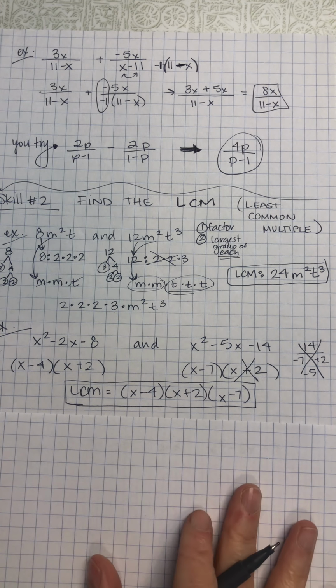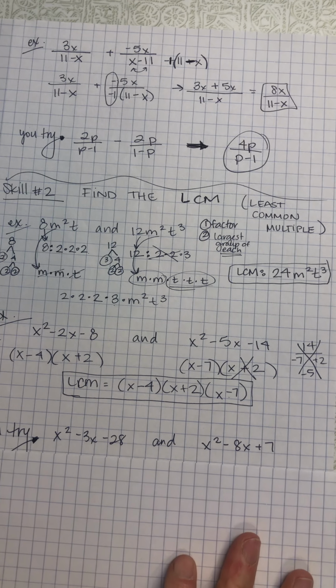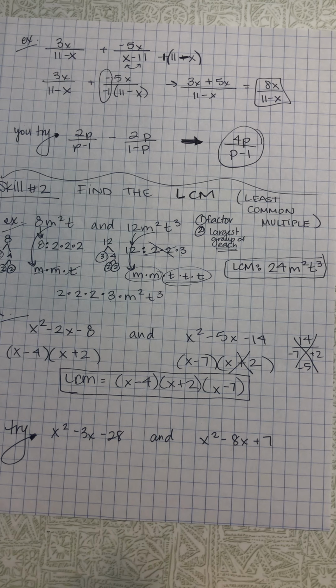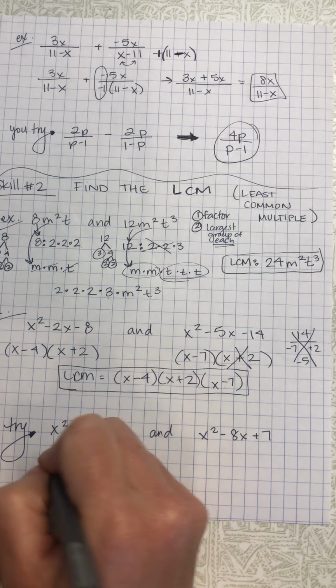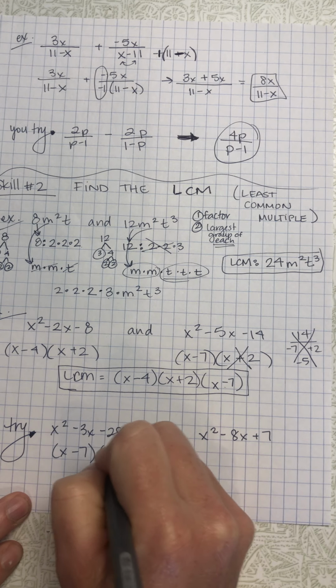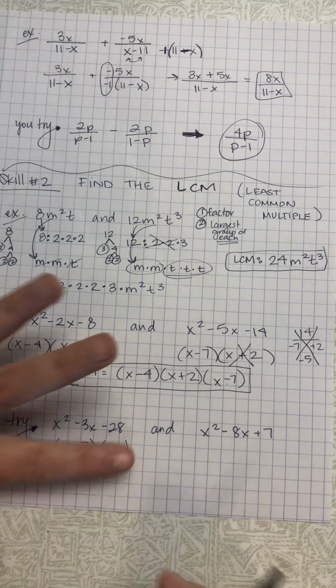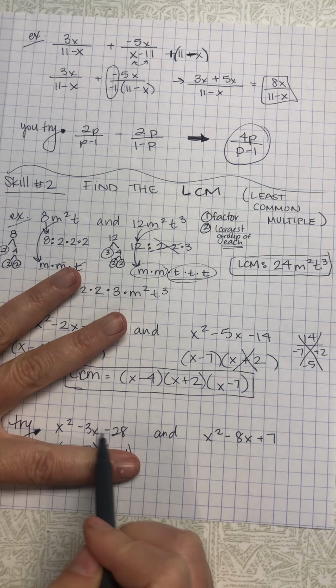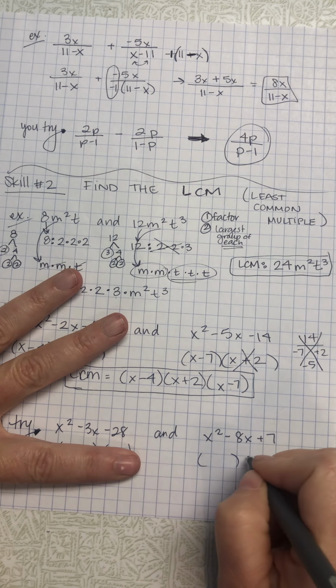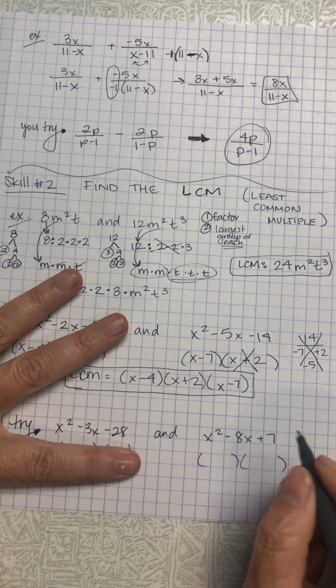All right, how about you try one? You try one. Here you go. x squared minus 3x minus 28 and x squared minus 8x plus 7.